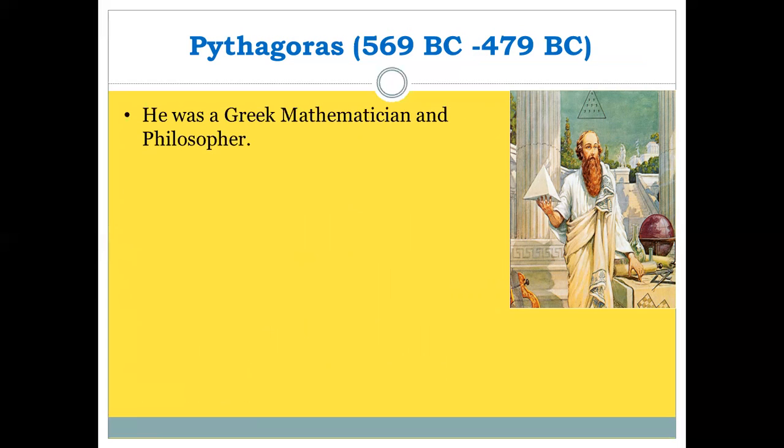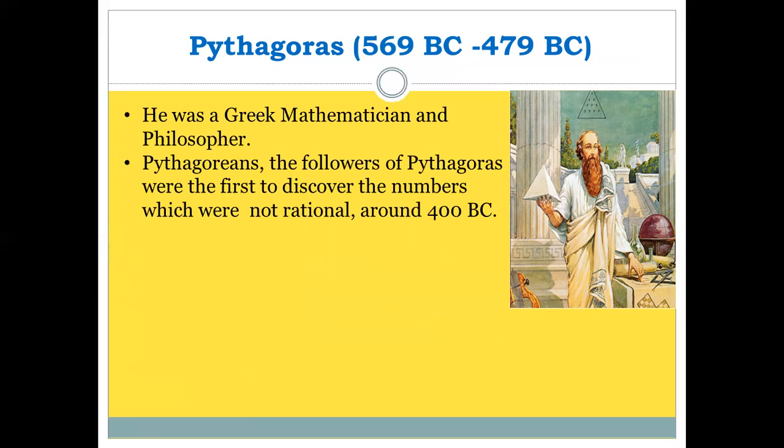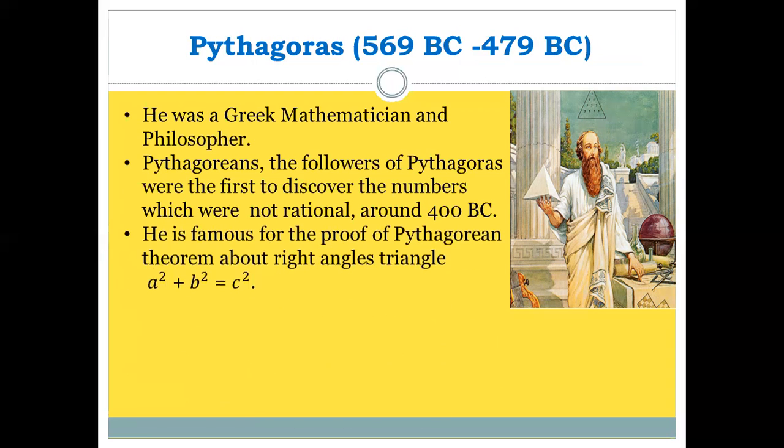The first is, he was a Greek mathematician and a philosopher of ancient time. People who used to follow his ideologies and philosophy were called Pythagoreans. So Pythagoreans were the followers of Pythagoras, and they were the first to discover the numbers which were not rational, around 400 BC. That is around 2400 years before.